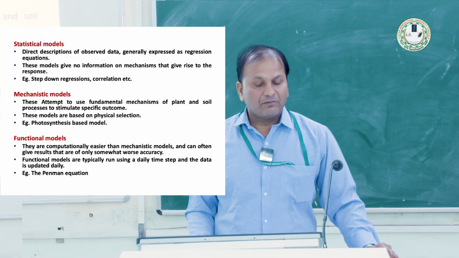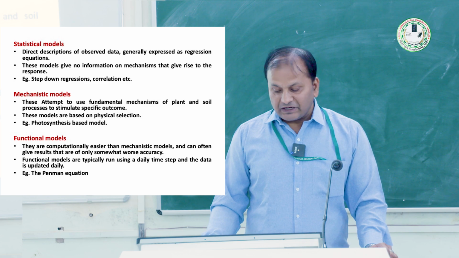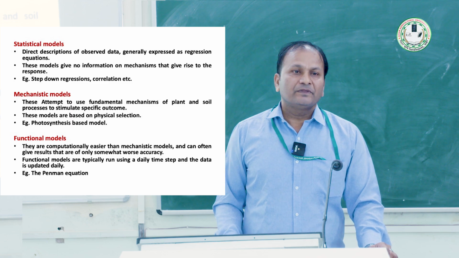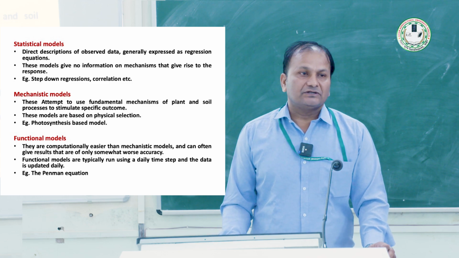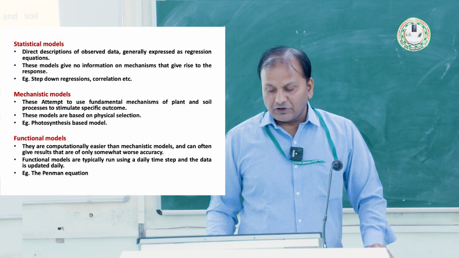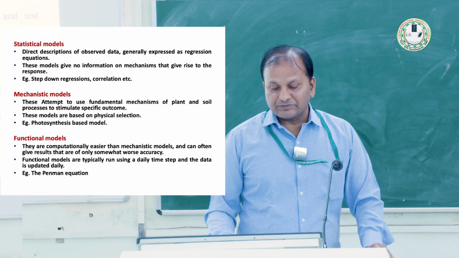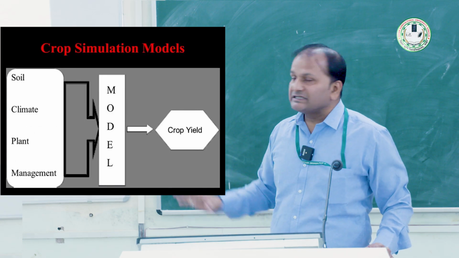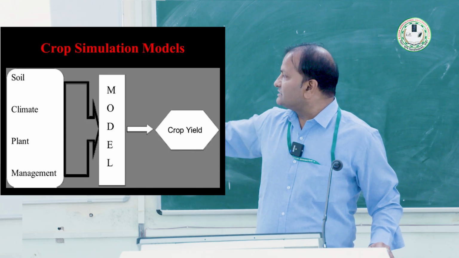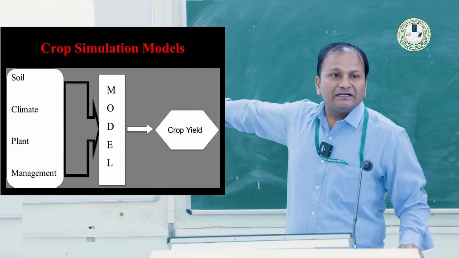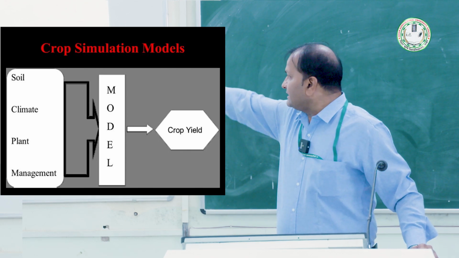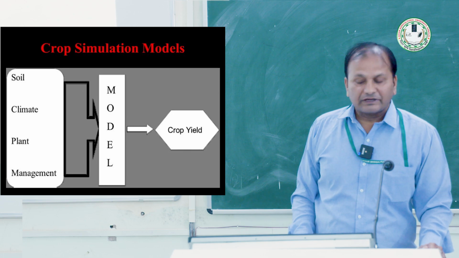That is functional models. Its equation is the Penman equation. Penman equation is actually used for estimation of evapotranspiration. Likewise, other models are also there. So these are all three types of models. That is a schematic representation of the crop simulation model. We are providing soil, climate, plant management, and these are all components, and then the model is giving crop yield. Okay.